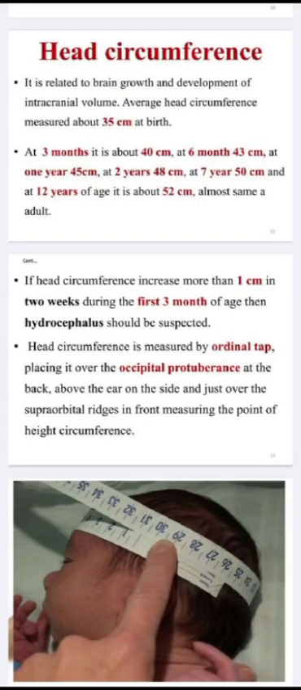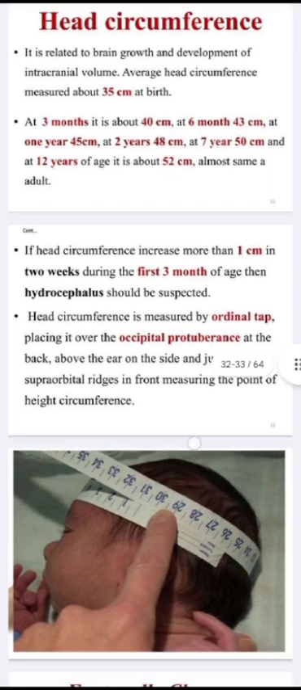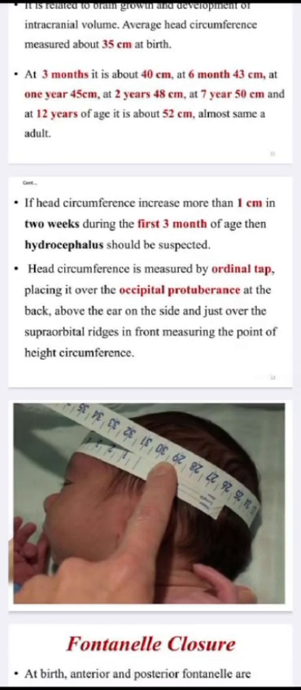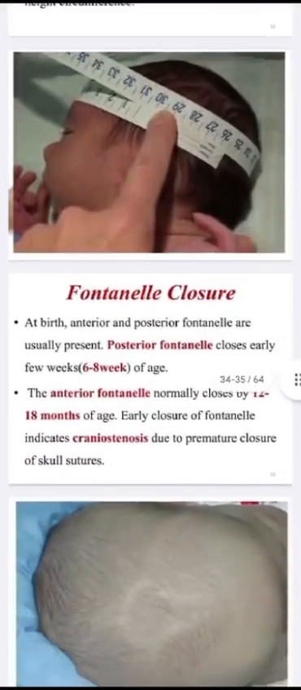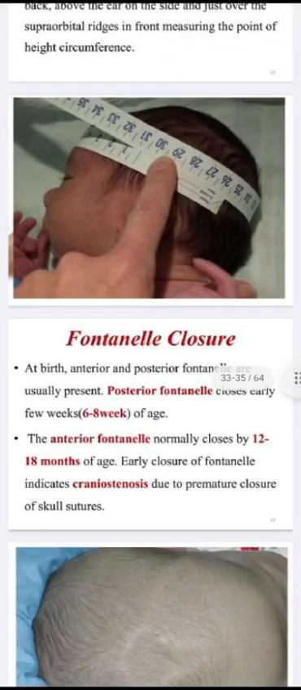If head circumference increases more than 1 centimeter in 2 weeks during the first 3 months of age, hydrocephalus should be suspected. That is the congenital abnormality. Head circumference is measured by ordinary tape, placing it over the occipital protuberance at the back and above the ear on the side, or just over the supraorbital ridge in the front, measuring the point of the head circumference. Then you can see how here they are taking a head circumference.